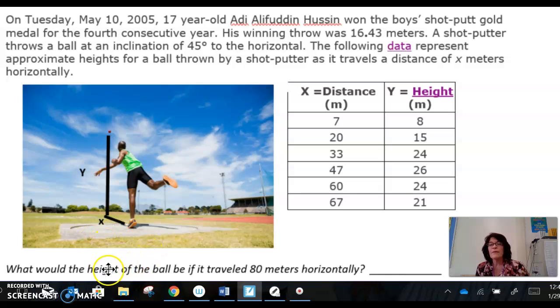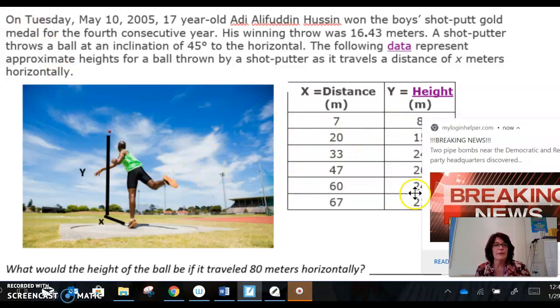We're wondering, what would the height of the ball be if it traveled 80 meters horizontally? We have this data, but we don't have every single point, and we'd like to know if it travels 80 feet horizontally, how high would it be? So first thing we're going to do is take this real life data and graph it.